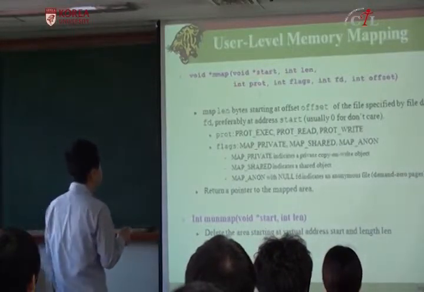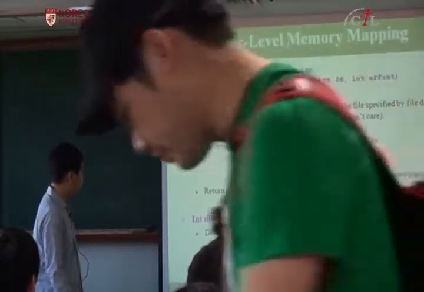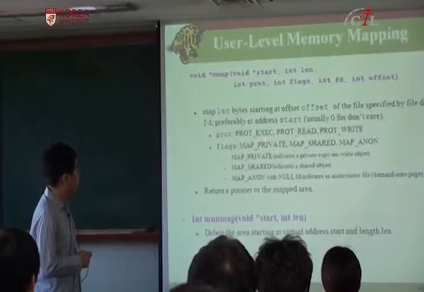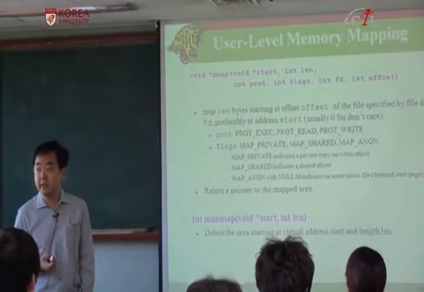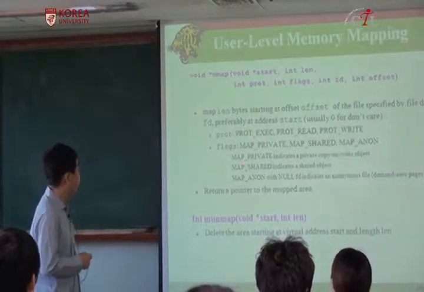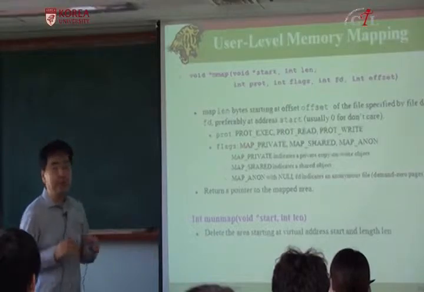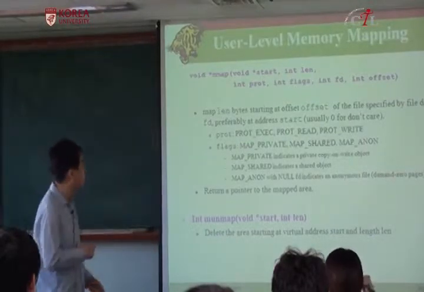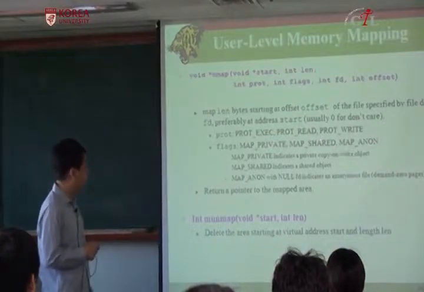And at the same time, you provide protection information and flag information. Protection is executable, readable, writable, so each is either 1 or 0. You need 3 bits. And flag means there can be 3 different kinds of area: private, shared, or anonymous.